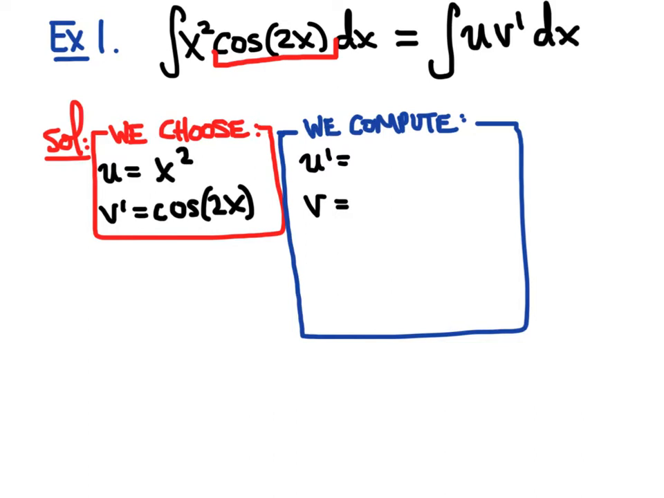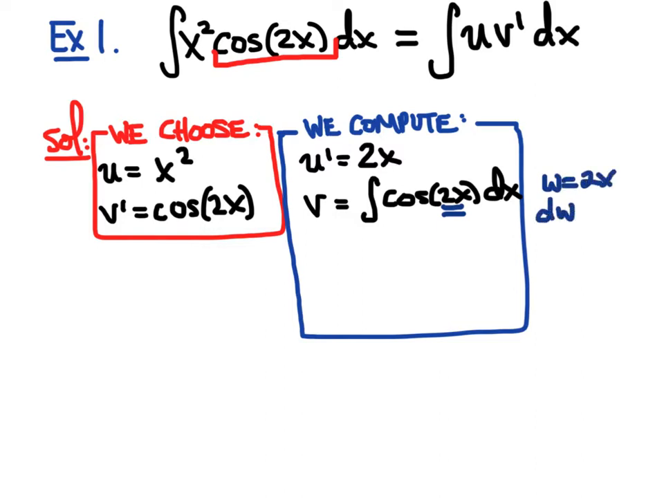From there, after we make our choices, again that takes a little bit of experience, we will compute u prime, so we find that that's 2x, and then we're going to compute v. So v is always going to be the integral of v prime, which is cosine of 2x, all with respect to x. And we want to do this little integral here, so essentially it's a small little substitution where we let w be 2x. You find the derivative of w with respect to x to be 2. You solve that for dx.